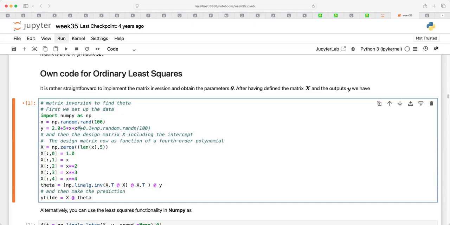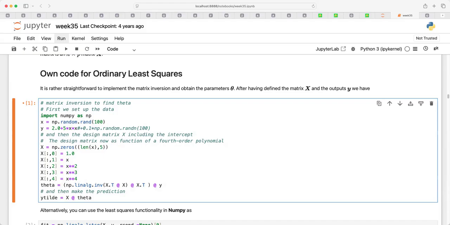So we just assume that this is a second order polynomial. So what we can do now, as you can see, is set up the design matrix. So I want to fit a fourth order polynomial on a second order polynomial. That's not very smart of me, but let's assume that I don't know what y is. And I say, okay, let's try a fourth order polynomial, okay?